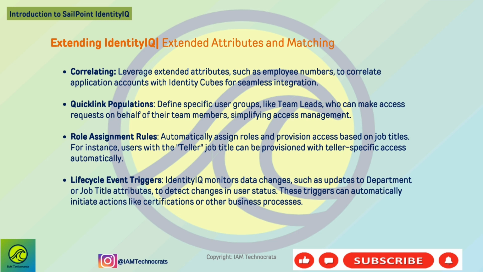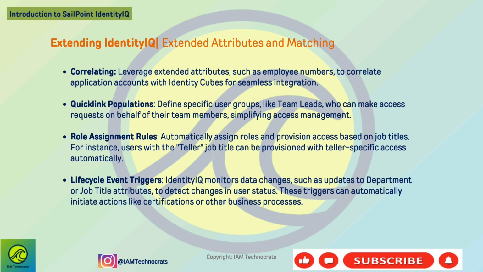Extended attributes and matching, correlating. This leverages extended attributes such as employee numbers to correlate application accounts with identity cubes for seamless integration. Quick link populations. This defines specific user groups like team leads who can make access requests on behalf of their team members, simplifying access management.